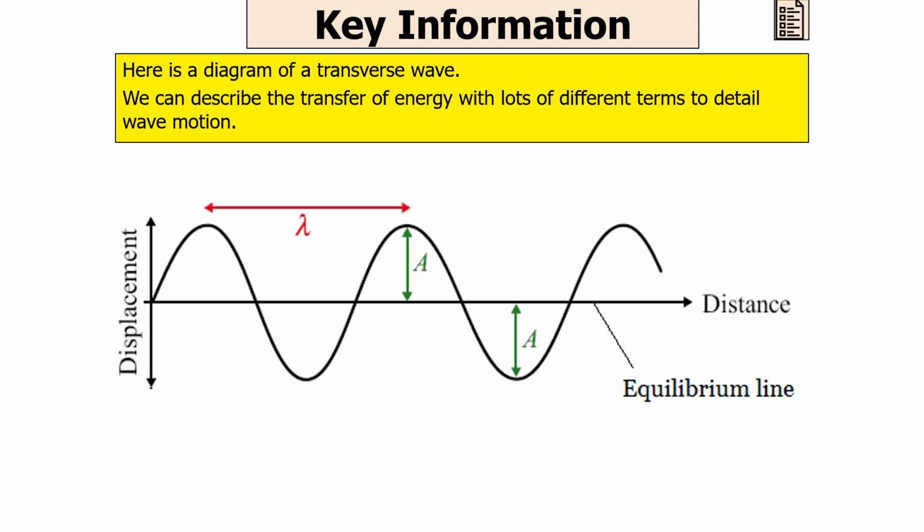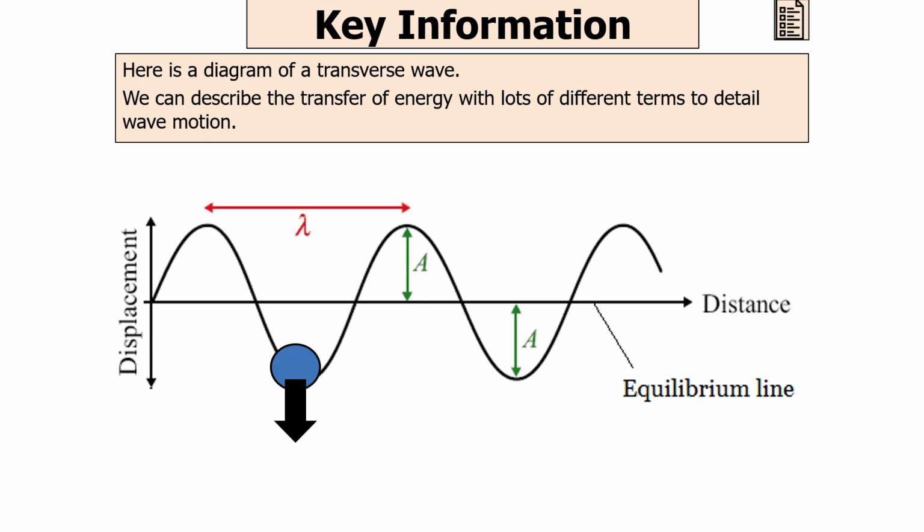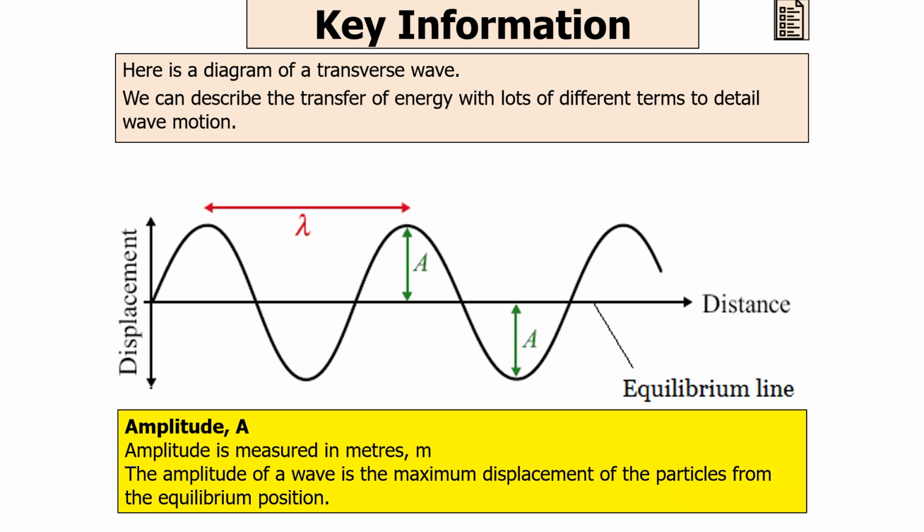So we can see here that in our transverse wave, the particles do not change position. They will only move backwards and forwards. They will vibrate as they travel along this wave motion. Now the first concept we've got to understand is amplitude.